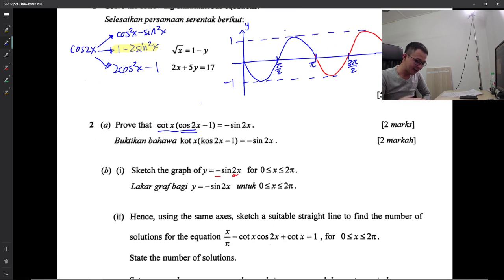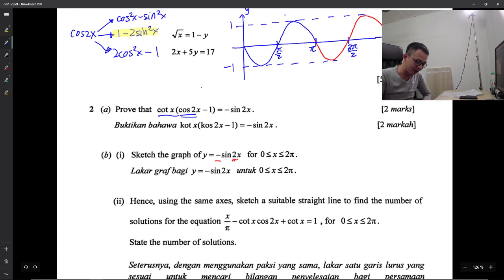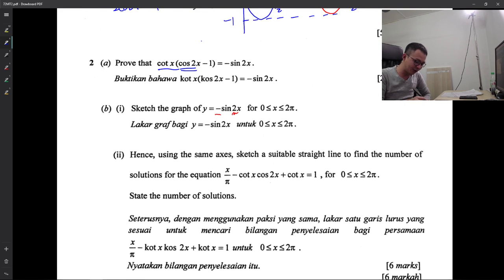And then the next thing we need to do is, hence use the same axis. So that means I have to use back my graph here. Sketch a suitable straight line to find the number of solutions for this equation. Alright, so I need to solve this equation first. When you pay attention to this equation, you will realize it doesn't really have the y. You don't see any y in this equation, right? So therefore this is not a straight line yet. So what I will do is I try to get y. What is my y? My y is negative sine 2x. So in order to get negative sine 2x, I must have cotangent x times cos 2x minus 1, right? This is what we already did in part A.